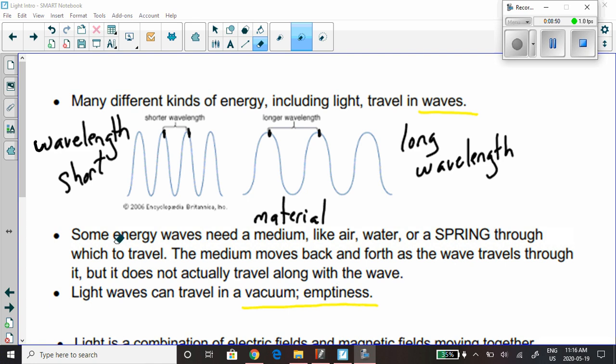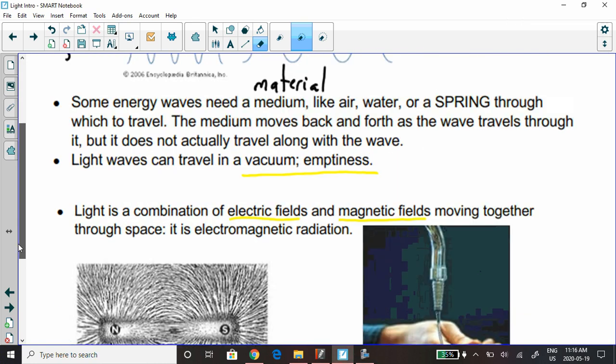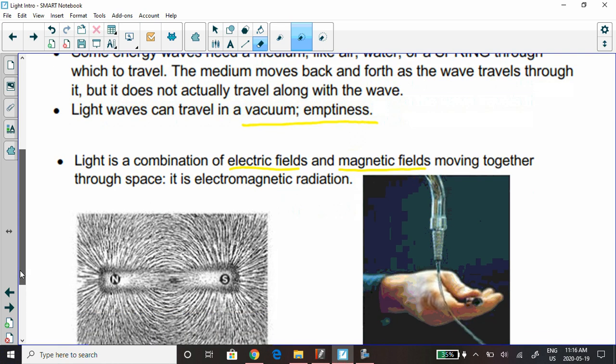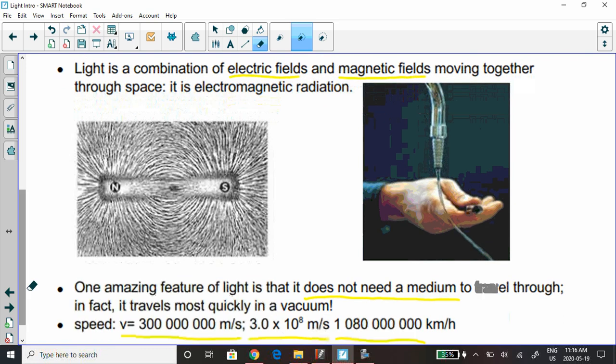Now, light is very interesting because it can travel through a vacuum, through emptiness where there's nothing. If this wasn't true, sunlight would never reach us. So how does that happen? What's vibrating if there's nothing there, if there's no air or water or a spring to vibrate? Well, let me give you a brief look at that. Light is a combination of electric and magnetic fields moving together through space. It is electromagnetic radiation.